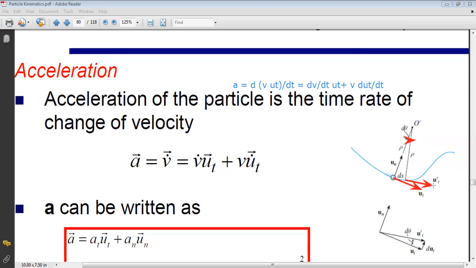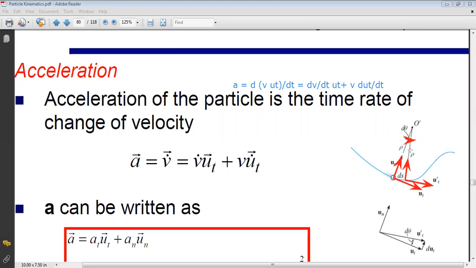And of course, this is un for the first frame, and this is un for the second frame. Because I'm considering a very small displacement, I can consider that I am on an arc of circle. So the two un will intersect in the center of curvature at this instant. Now, what is dut?